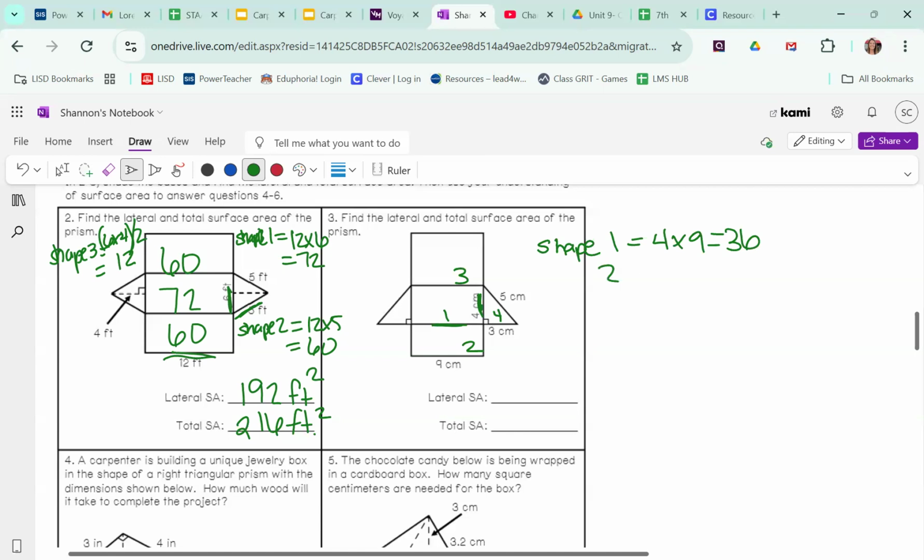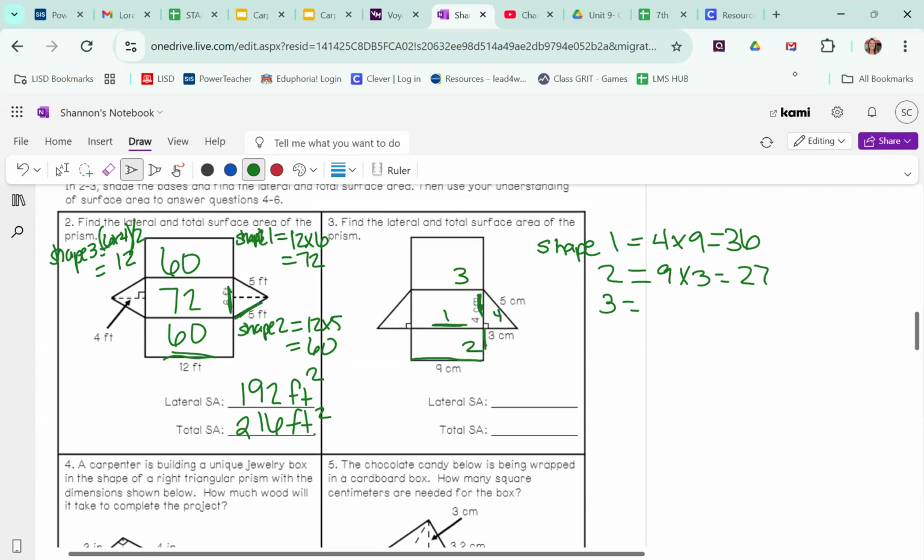All right, shape 2, we get 9 and we get 3. So we get 27. Shape 3, we get 9 times 5, which gives me 45. All right, so when we add all those up, we end up getting 108 centimeters squared. And if I add in shape 4, we do 4 times 3 divided by 2, which is 6. And we do that 2 times, so we end up getting 120 centimeters squared.